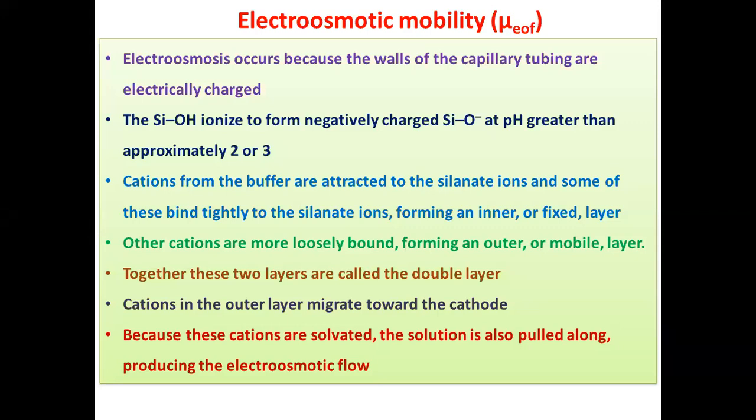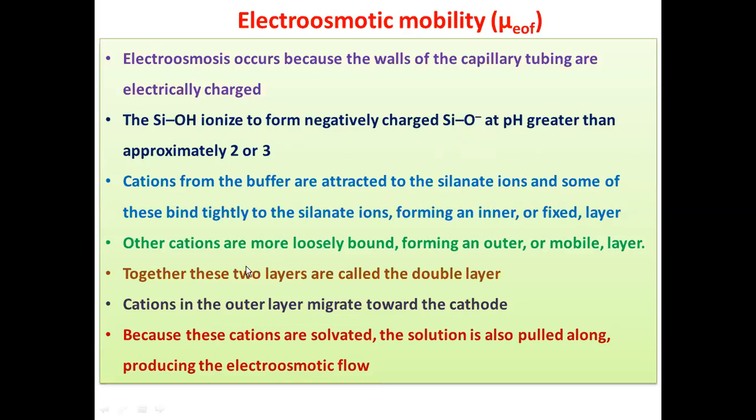It is in need of positively charged species, so it attracts them, and these will probably come from the buffer. The cations from the buffer are attracted towards these silanate anions. Some of the cations of the buffer are tightly bound to the silanate anions, and they form their own layer. That layer is called the inner or fixed layer.